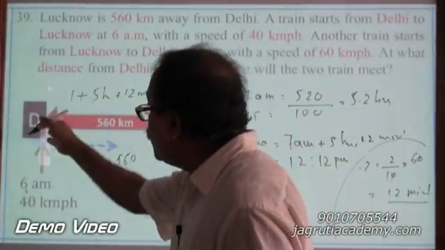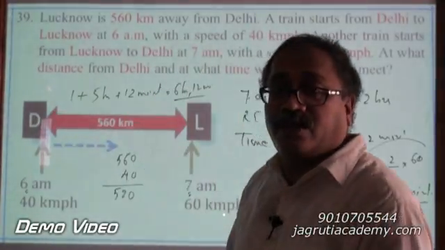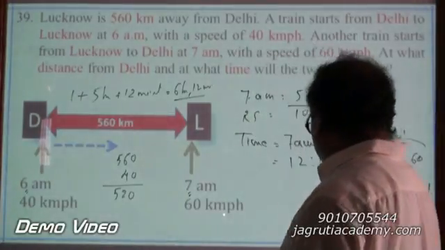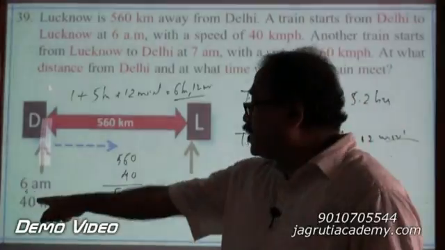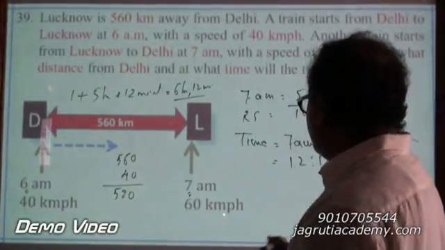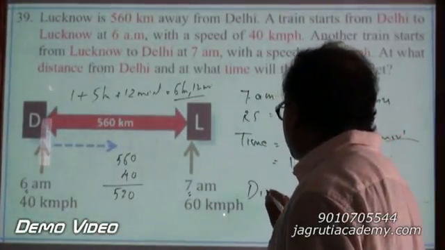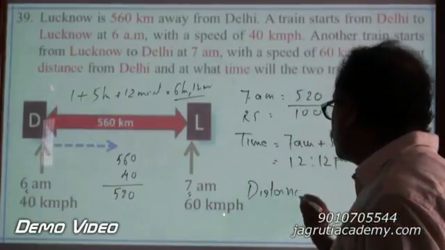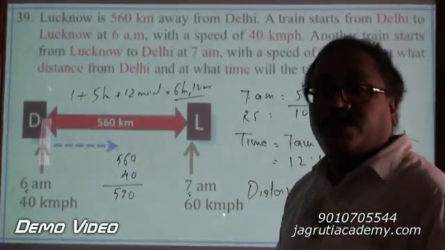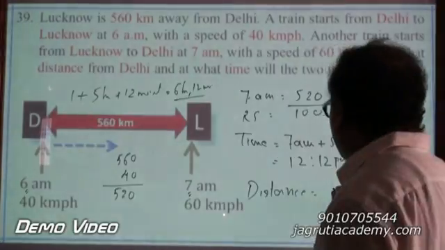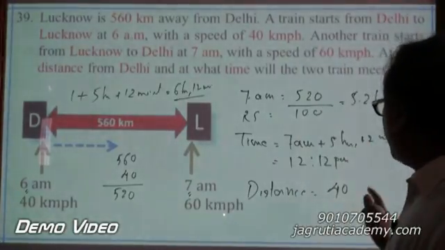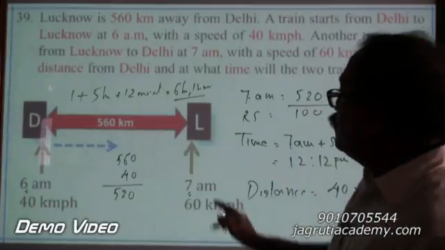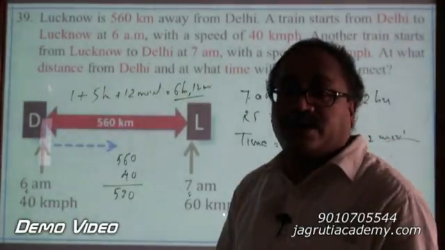So how far will the train be from Delhi? That depends on the speed of the train. The speed of the train is 40 km per hour. So the distance it covers from Delhi will be speed, 40 kilometers per hour, into time, 6 hours 12 minutes.